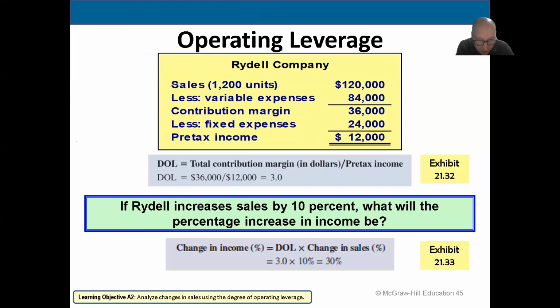What does this information tell us? If the company increases sales by 10%, what will the percentage increase in income be? To find the change in income, we take the degree of leverage times the percent change. In this example, 30%.